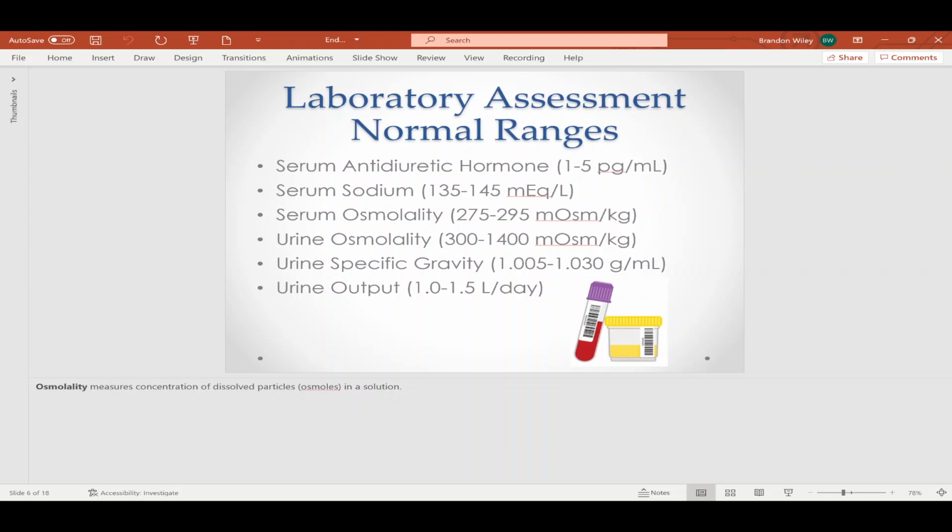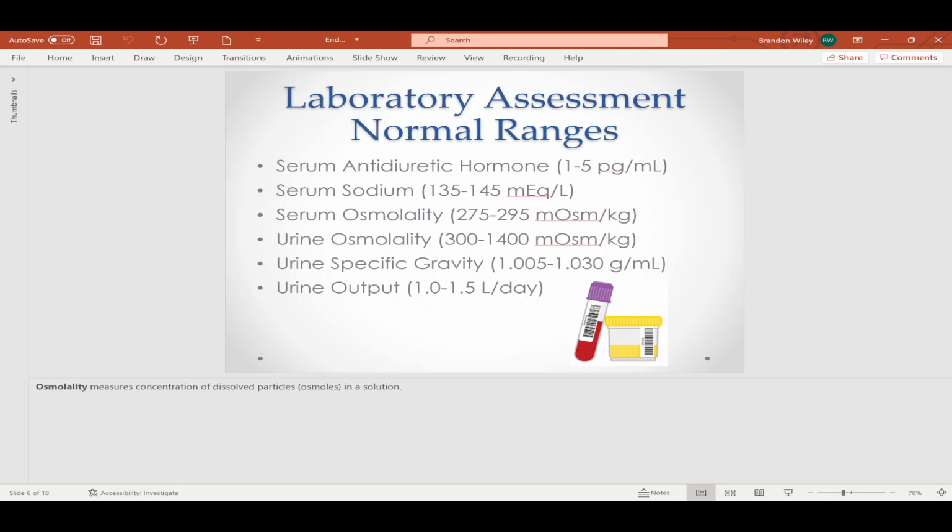And then we're going into our urine. So this is what we're excreting. Your urine Oz will be 300 to 1400. Urine specific gravity 1.005 to 1.030. And then your urine output 1 to 1.5 liters or 30 mLs per hour. All right, so these are just normal values. I just want you guys to know because it'll help you if you know your normals when you see abnormals.